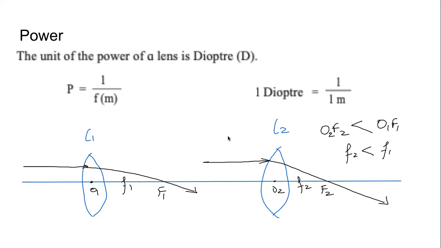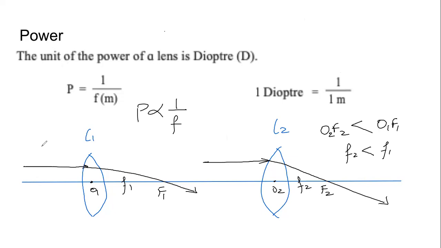Okay, sir. So what we are trying to understand here is, if we use P to denote power, then clearly power is inversely proportional to focal length. If the power is more, the focal length is less.